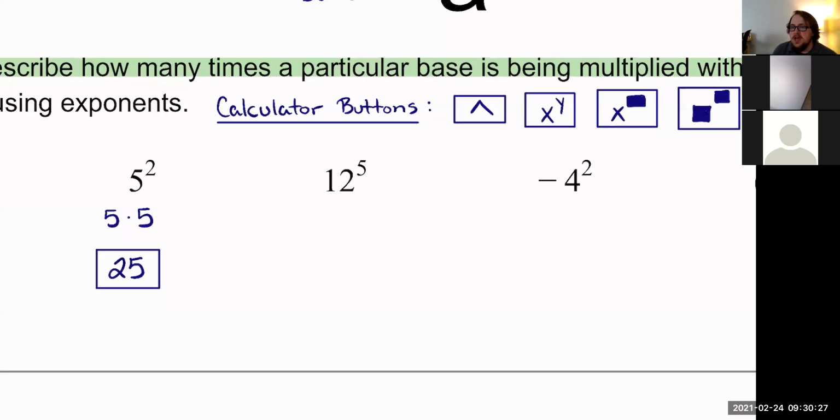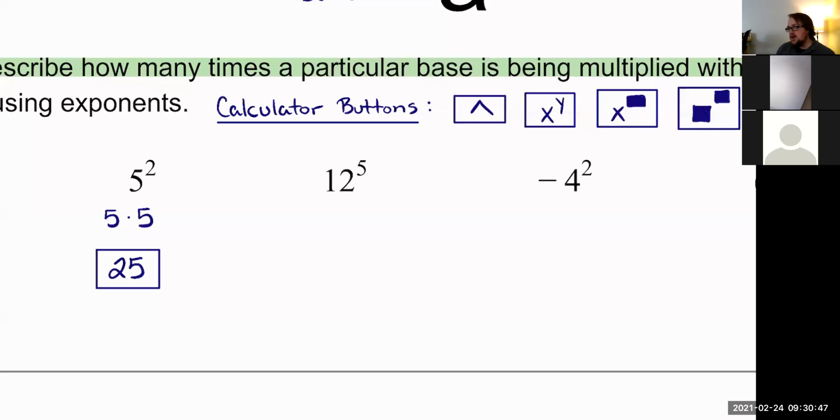Some may argue, but until you know how your particular device, whether it's on your phone as an app or an actual calculator, until you know what the button and the functionality of that is and how it works, test it out on ones that you already know the answer to. I like to use 5 to the power of 2.